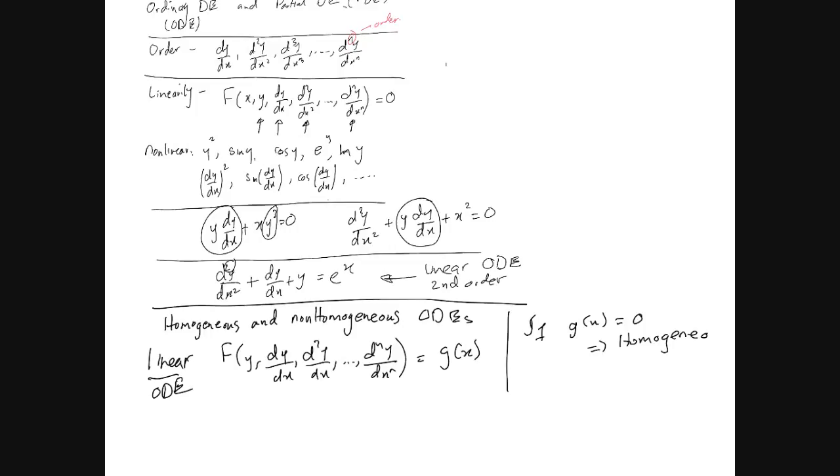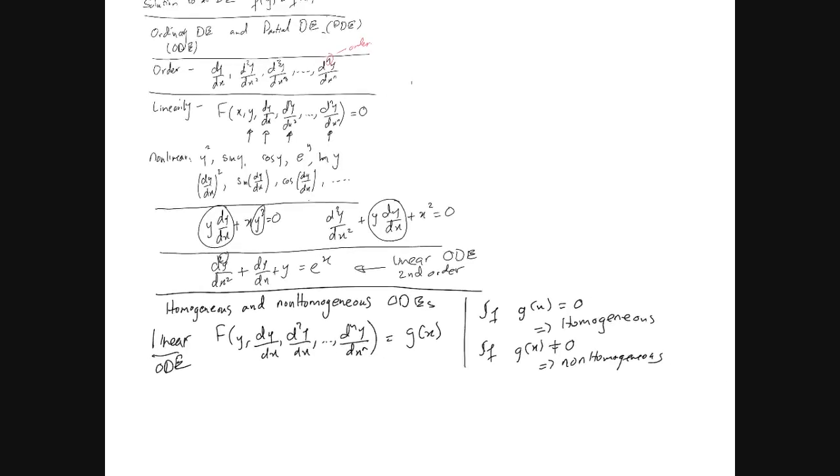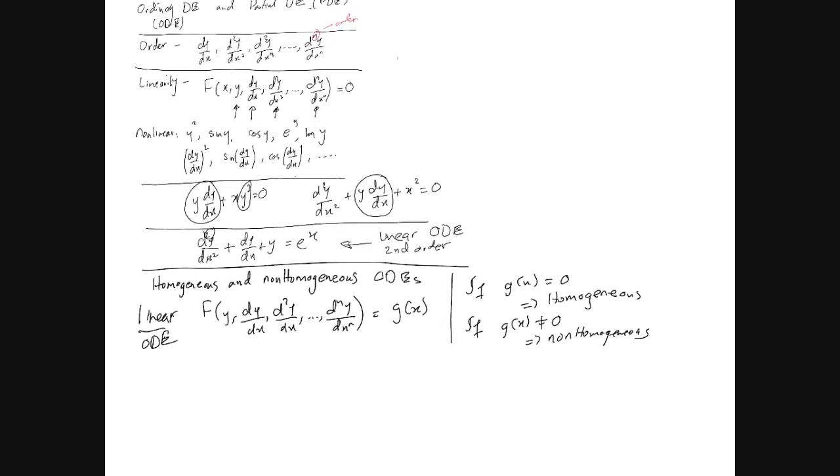This is a homogeneous ODE. And if g(x) is not equal to 0, then of course, clearly, that's the only other possibility, it is a non-homogeneous differential equation. Okay, let's move on quickly and see examples.